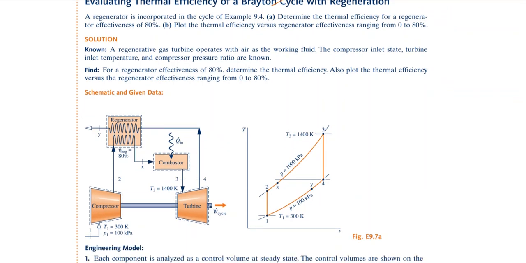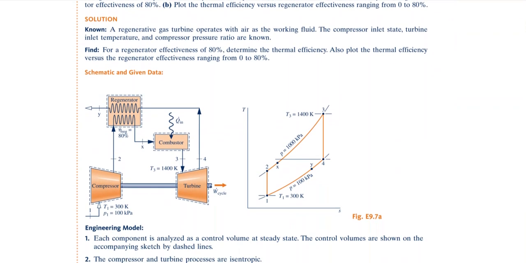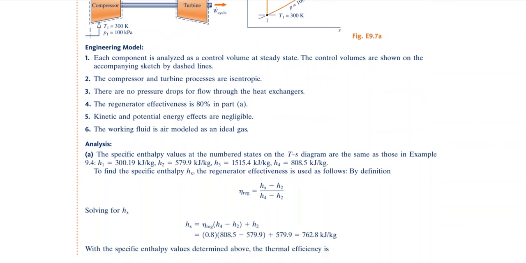Solving this using the same data as in example 9.4 and lecture number 8, with the same assumptions, we have the enthalpy at the inlet of the compressor, H1, as 300.19 kilojoule per kg. Enthalpy H2, which we determined, was 579.9. Enthalpy H3 was 1515.4 and H4 was 808.5. That was from the previous example 9.4, lecture number 8.